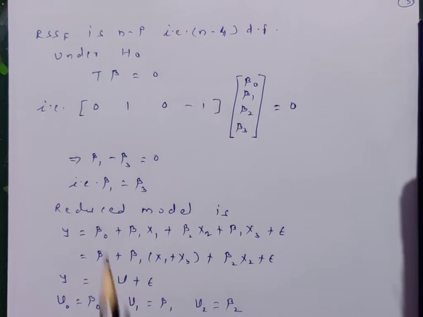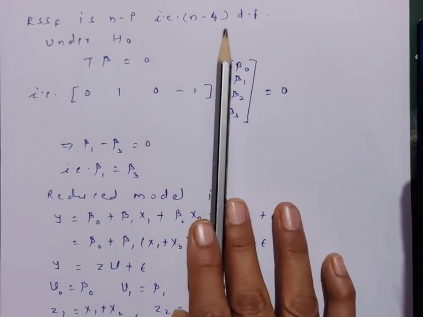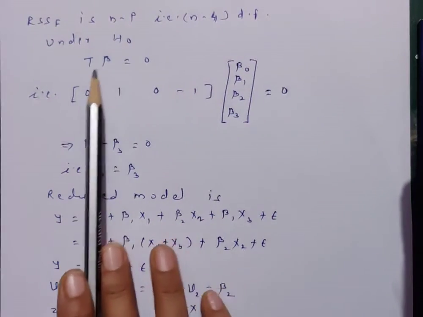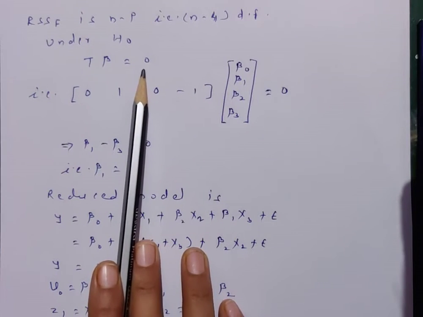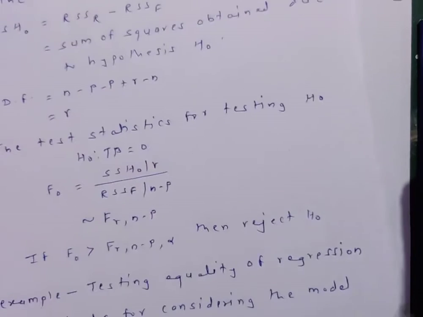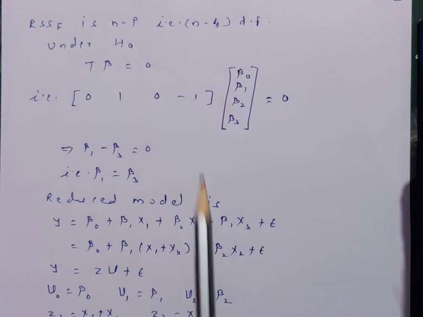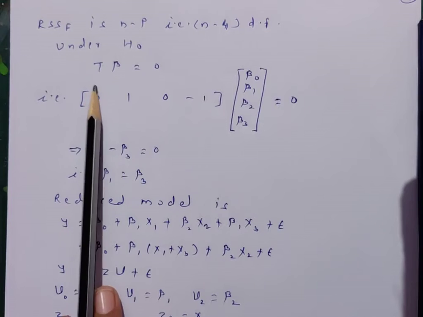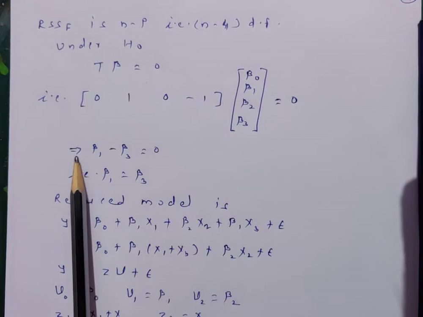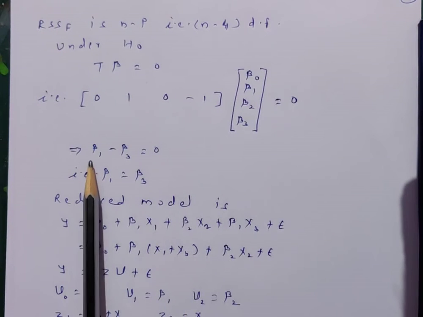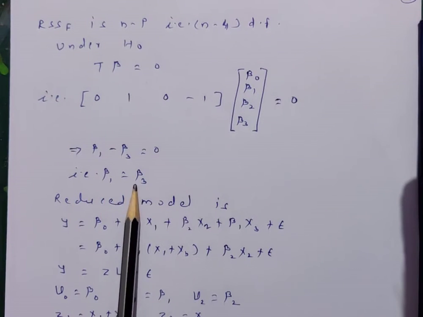Now RSS for the full model has n minus p, that is n minus 4 degrees of freedom. P means how many parameters there are: beta naught, beta 1, beta 2, beta 3. So there are 4 parameters, hence we have n minus 4 degrees of freedom. Under H naught, T beta is equal to 0. If you multiply this, we get beta 1 minus beta 3 is equal to 0, that is beta 1 is equal to beta 3.